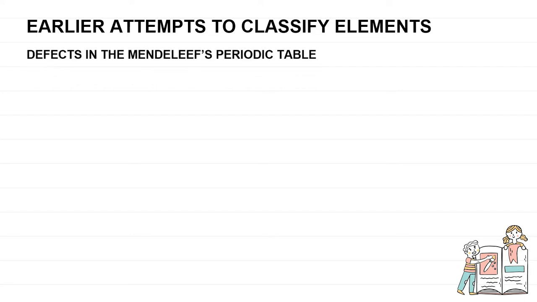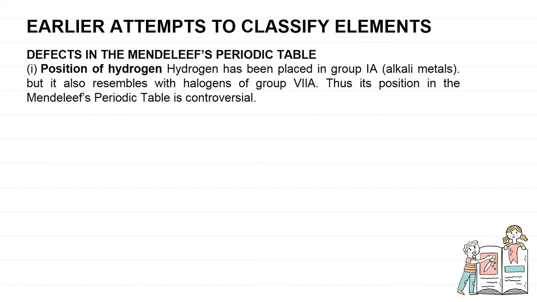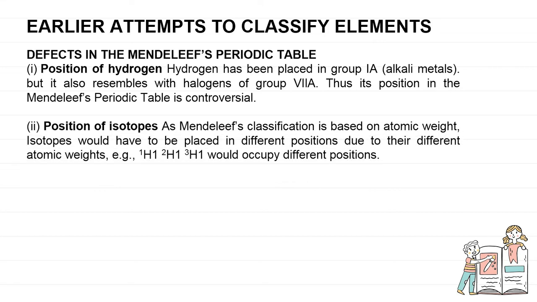There were some defects in Mendeleev's periodic table also, and the first was the position of hydrogen. Hydrogen has been placed in group 1A, that is alkali metals, but it also resembles the halogens of group 7A. So this position in Mendeleev's periodic table was controversial. Next was the position of isotopes. As Mendeleev's classification is based on atomic weight, isotopes would have to be placed in different positions due to their different atomic weights. That is, the 3 isotopes of hydrogen would occupy different positions.